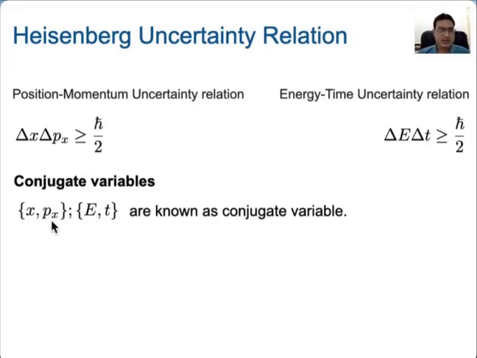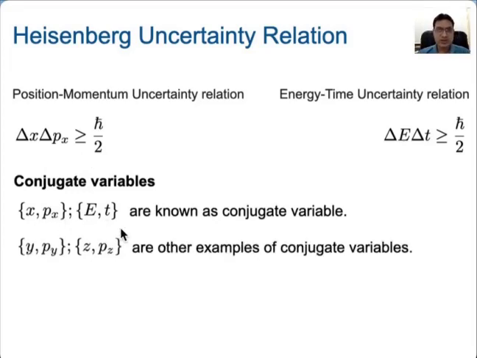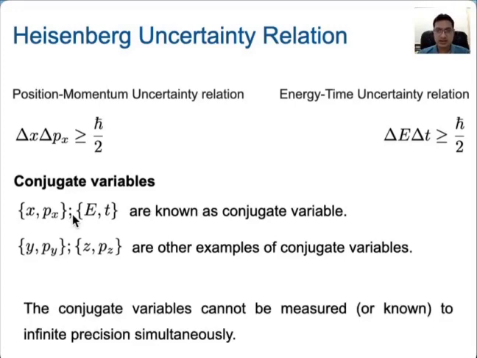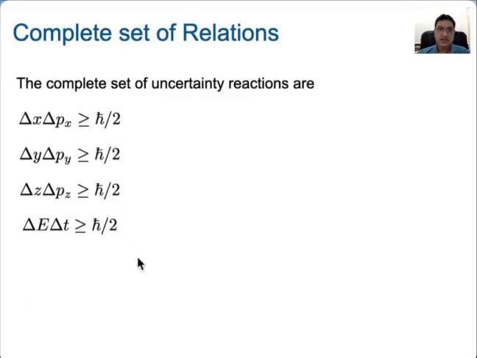So for example, x, px, E, t are known as conjugate variables. Now here I have written only one component of your momentum position uncertainty. Now you can write another component, and the other components are also conjugate variables. Now if you want to mix up some variables, for example x, py or y, px, they are not conjugate variables, so they will not fulfill the uncertainty relation. Now these conjugate variables cannot be measured or known to infinite precision simultaneously. So here is a general uncertainty relation, or complete set of uncertainty relations, I have written.